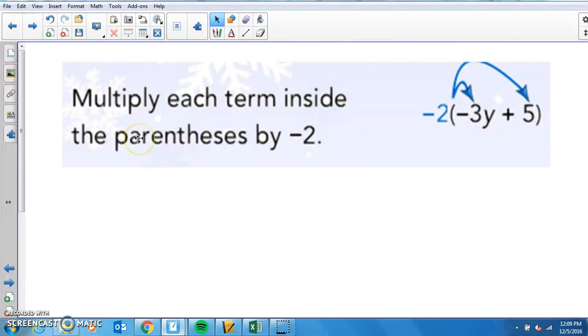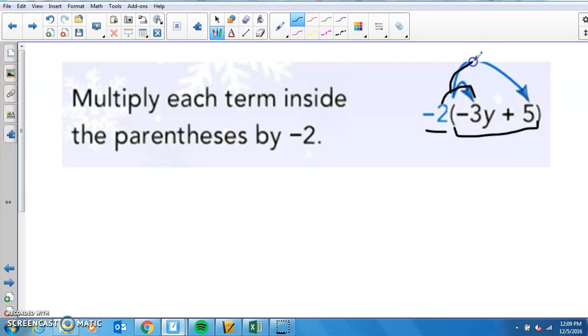All right, let's take this one: negative 2 times (negative 3y plus 5). We have 2 factors. The negative 2 is a factor because it is being multiplied by the other factor. This entire set of parentheses is the other factor, and they're being multiplied because they're side by side with parentheses. So we're going to distribute that negative 2 times that negative 3y, and also, as the arrow shows, times that positive 5.